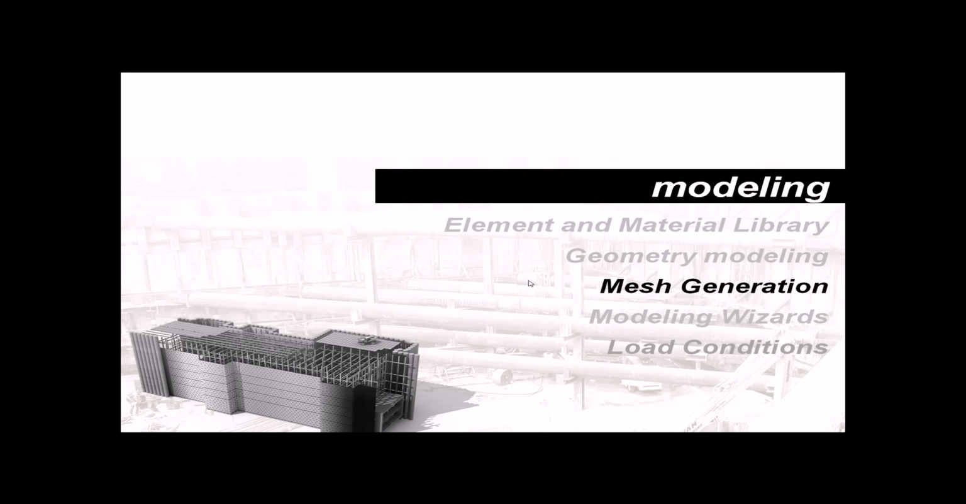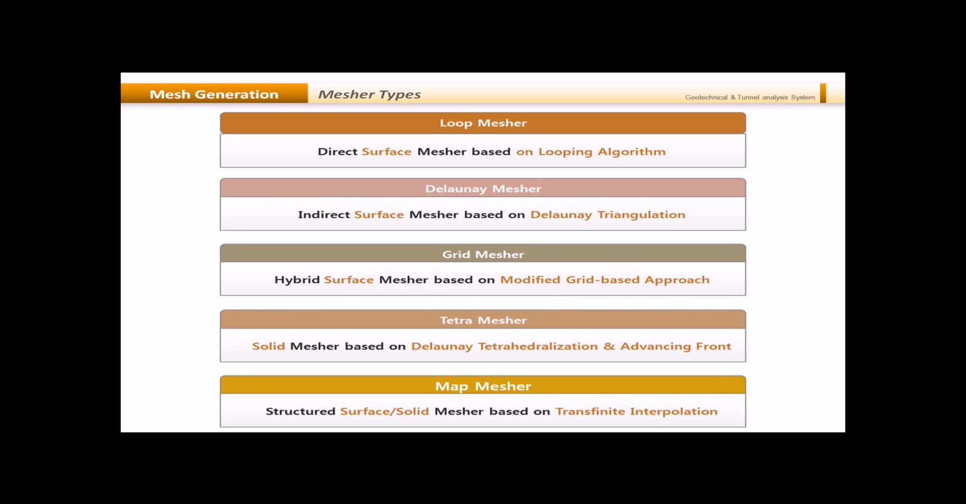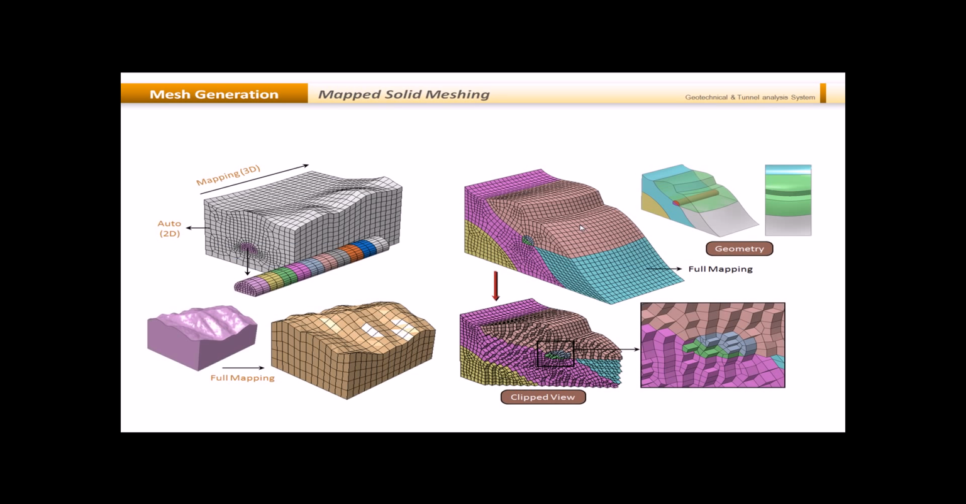this is how I created the model in Midas GTS. Now let's talk about the mesh generation in Midas GTS. We have all sorts of meshers which are provided in a standard finite element analysis tool. We have the loop mesher, Delaunay mesher, grid mesher, tetra mesher, and if you want to do structured meshing, you can use the map mesh feature in Midas GTS.